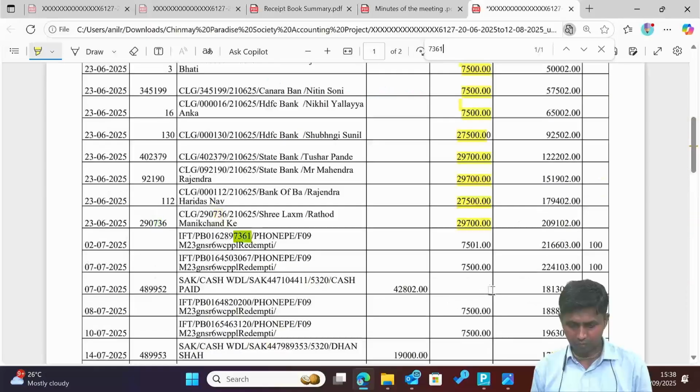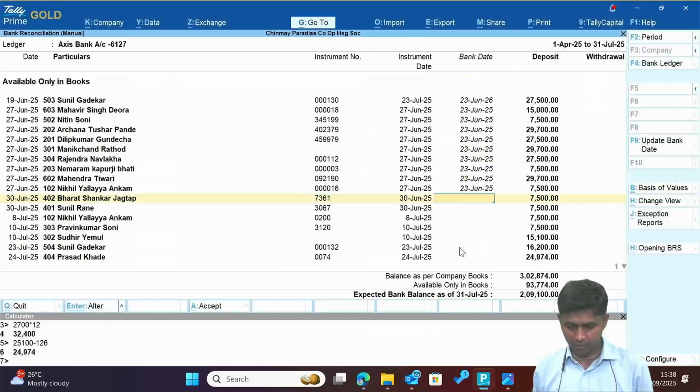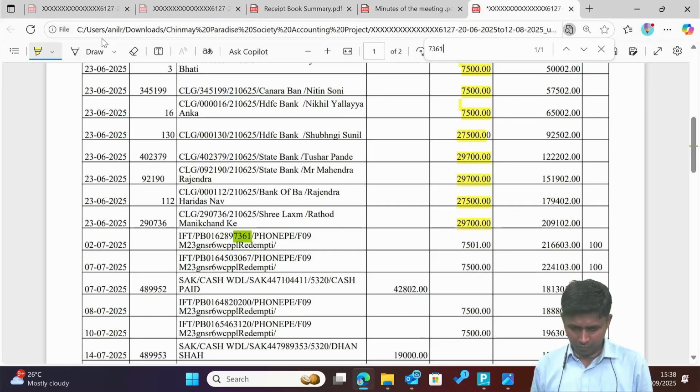Then 7361, this is 7,501 on 2nd July. In the bank we have found 7,500, and here it is 7,500 only. That means he paid 1 rupee extra. Just remember this. We'll write here 1 rupee extra, and after completing this BRS, we'll pass the 1 rupee entry.